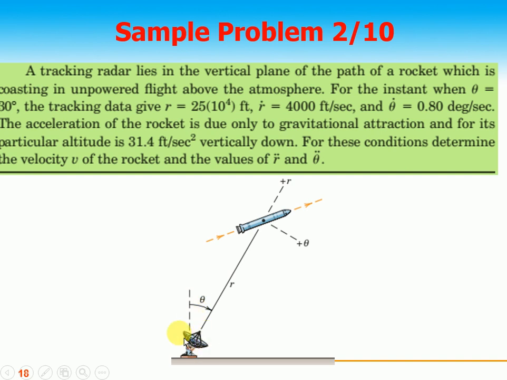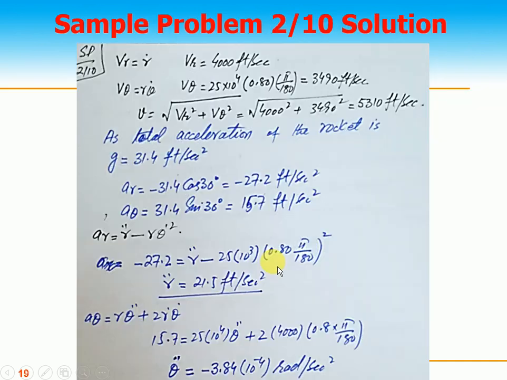So this is the tracking radar, and this is the missile it is trying to track, and this is the line of sight of the radar, which I take as the radial direction, and perpendicular to this is the theta direction. We are given the radius, the angle, and theta dot, the angular velocity, which we can convert from degrees per second to radians per second. The only acceleration is g, in the downward direction. One component will be along theta and one component along r.